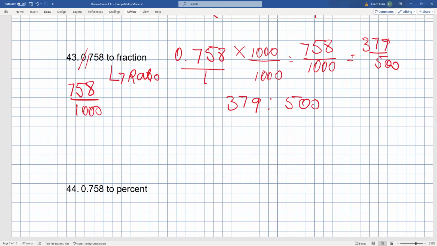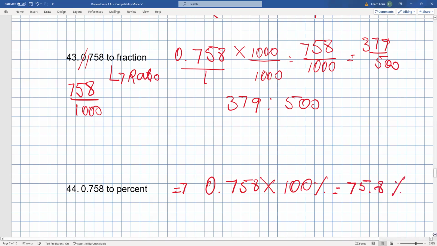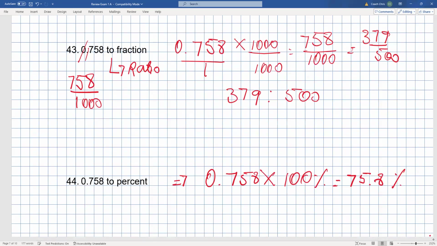All right, convert this number right there to a percent. We learn to convert anything to a percent, get that 0.758, multiply that by 100%. Once you do that, if you are not sure how to multiply by 100, use your calculator. You know you're going to move your decimal place 2 places to the right because you got 2 zeros. So once you do that, you have 75.8%. So do not forget your percentage sign, okay?